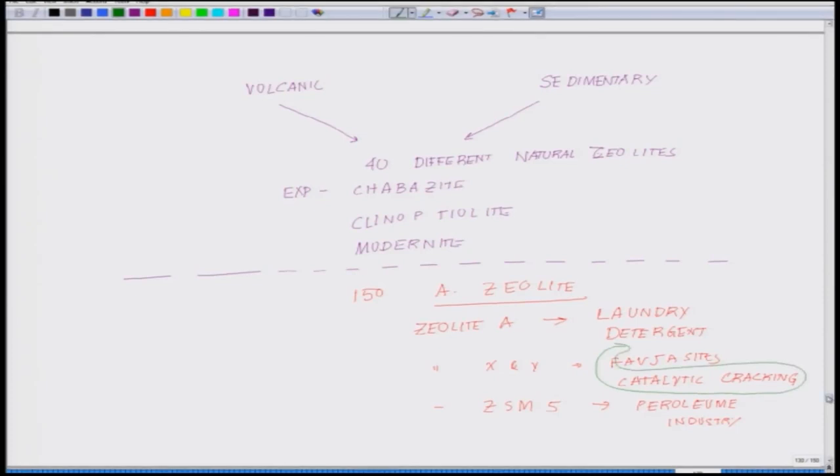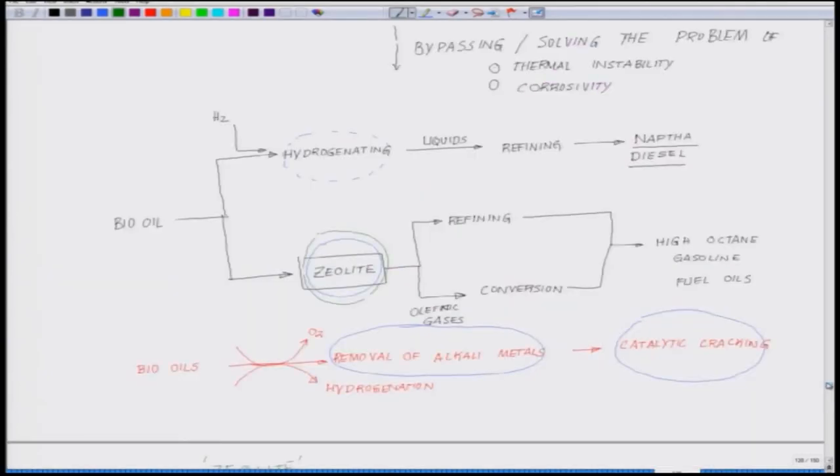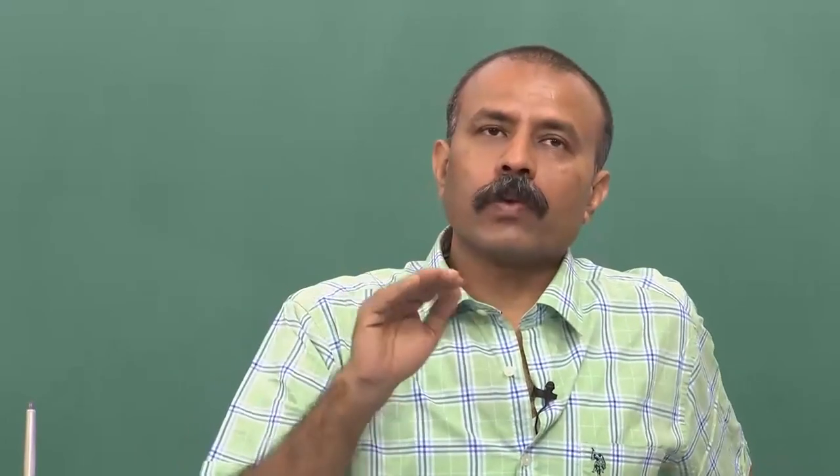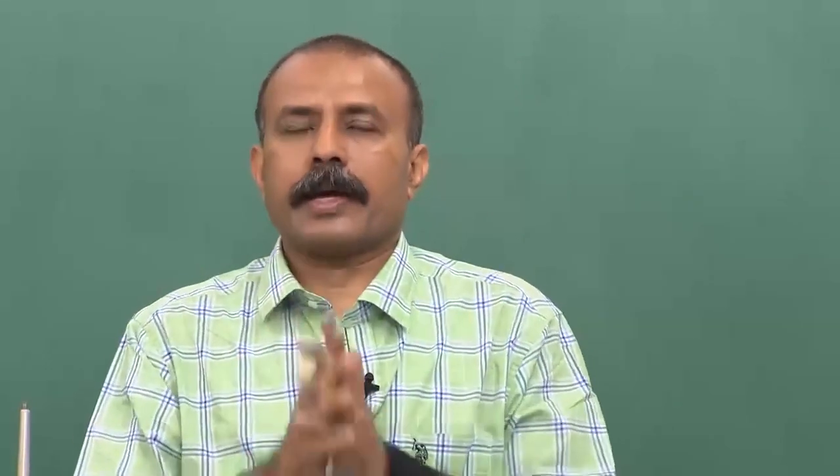Now coming back to where we left. So now we know what a zeolite is. Now these zeolites are being used for removal of the alkali metals. We have talked about it. They have cation exchanging ability, and they could be used for removal of different kinds of alkali metals which are present there. The second, the last one, is the catalytic cracking.